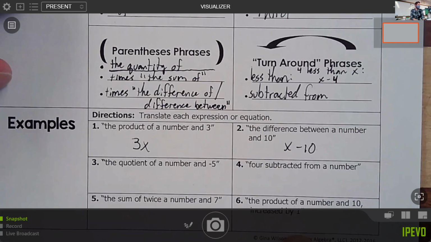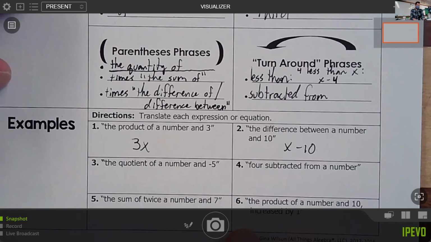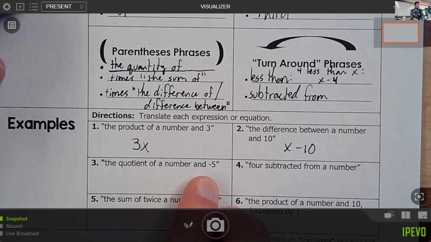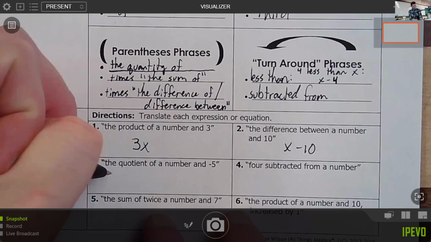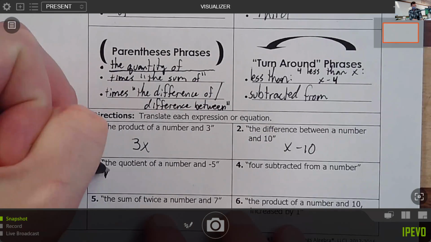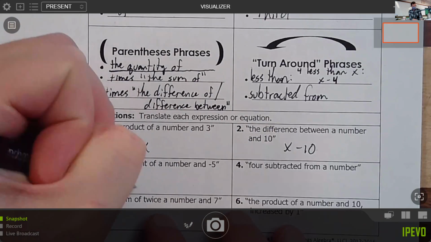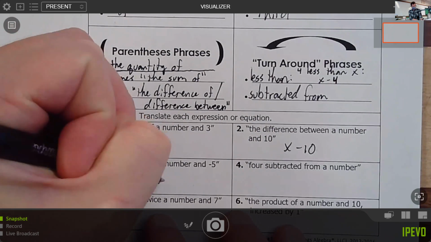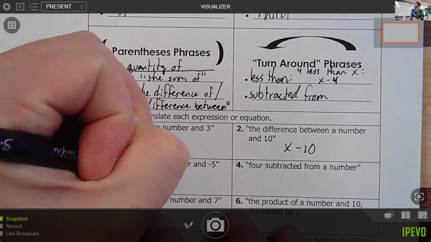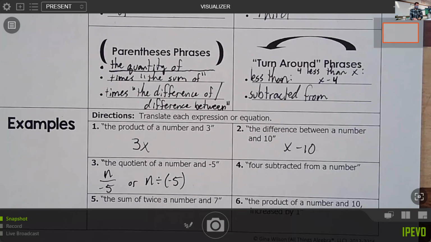So quotient means what? Division. All right. So that would be our variable divided by -5. So you could write this 2 ways. You could say n over -5, or n divided by -5. Either way. I'm just switching from x to n. It doesn't matter what variable you choose.